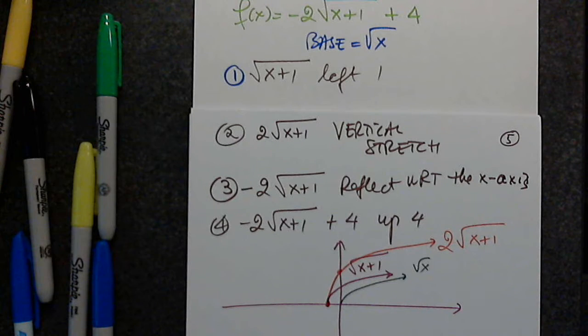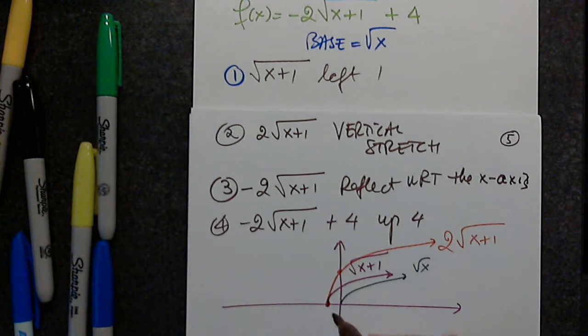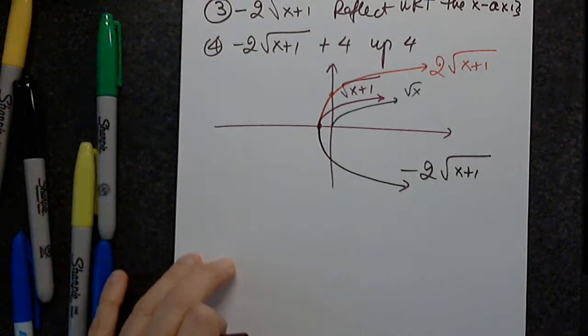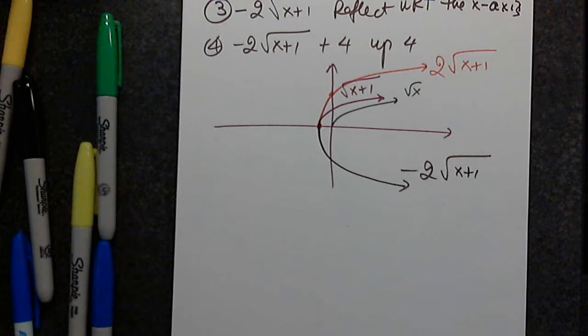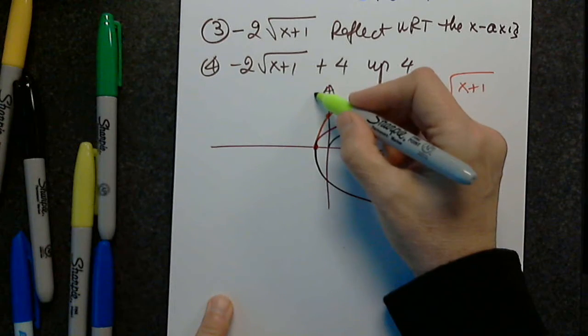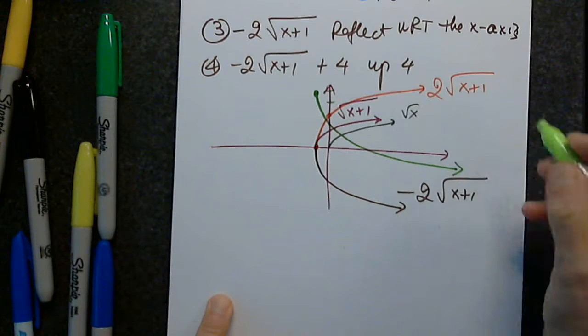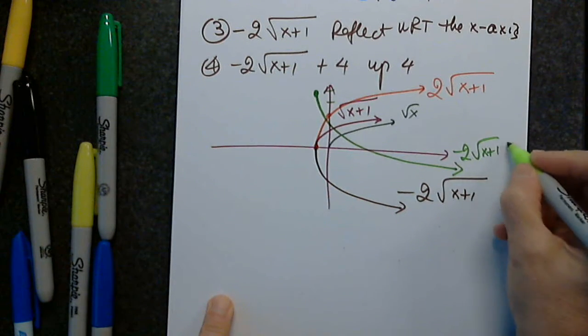Then you told me to do what to twice the square root of x plus 1? Not yet. We are in number 3. Yes, I have to reflect. So this is -2, the square root of x plus 1. And finally, you told me to do what to this graph? Move it up 4. Up 4. So 2, 3, 4, something like that. So this is -2, the square root of x plus 1 plus 4.